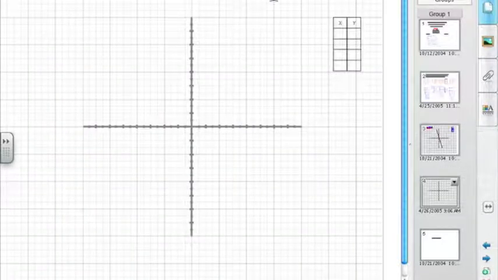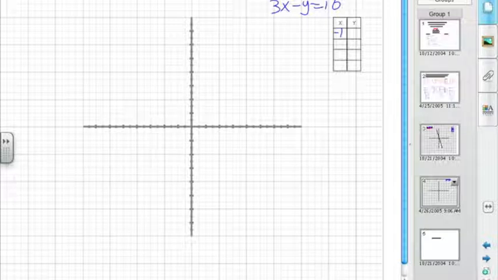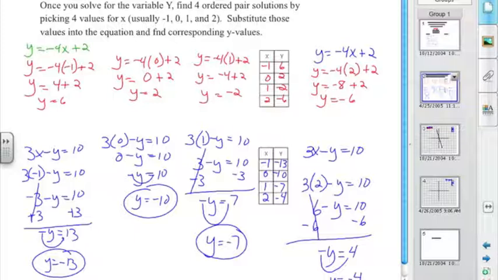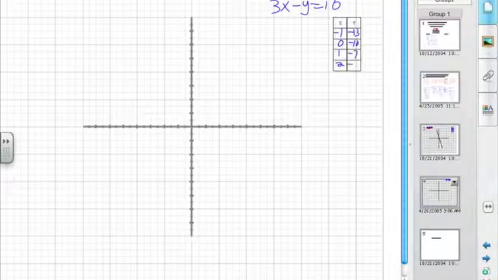So on this slide, we take our 3x minus y equals 10, and we fill in our table. So we'll go back and get the rest of those values, negative 7 and negative 4. And we will put these 4 points on the graph as well. So the first value is at negative 1, negative 13. So we, on our graph, go over to negative 1 and down to 13, 2, 4, 6, 8, 10, 12, 13. And we put our first dot at negative 1, negative 13.